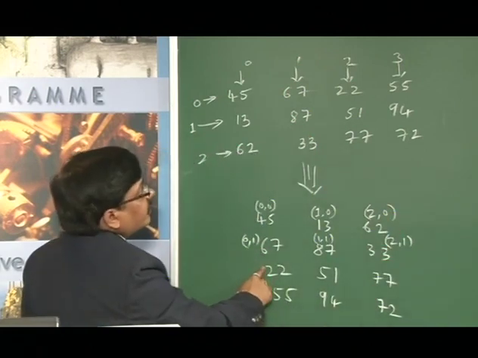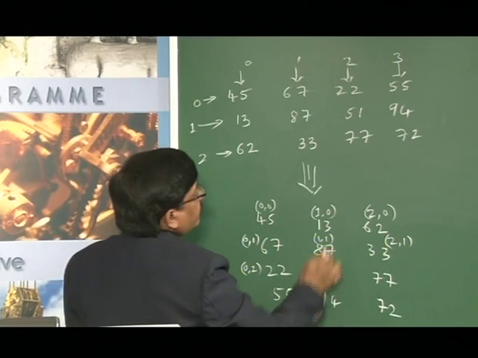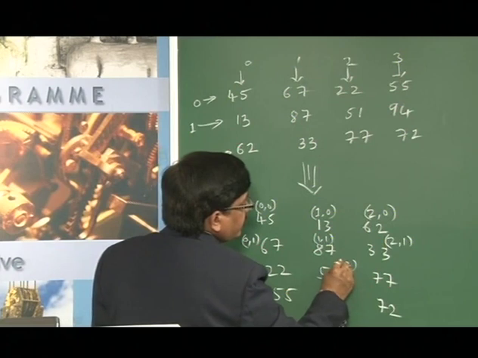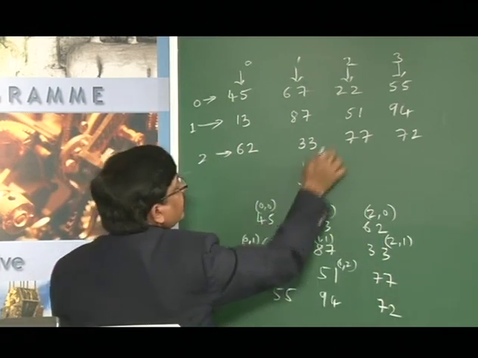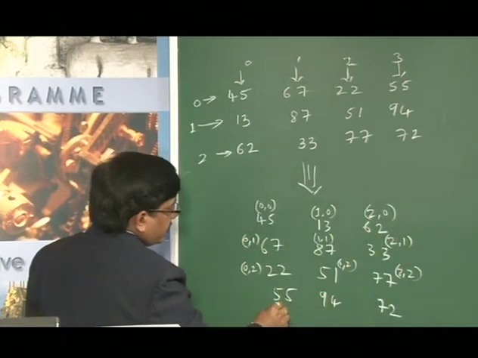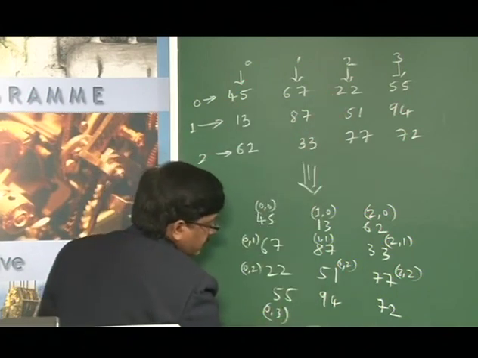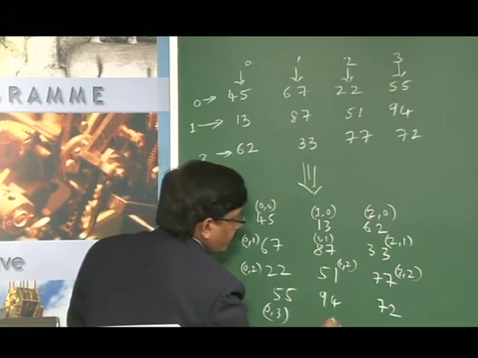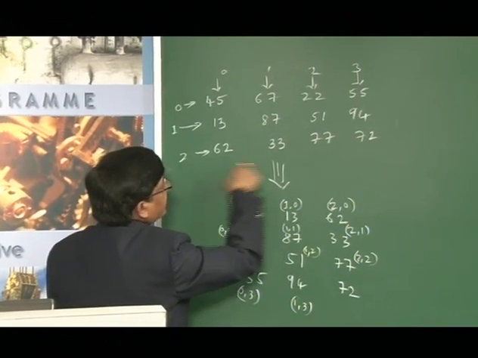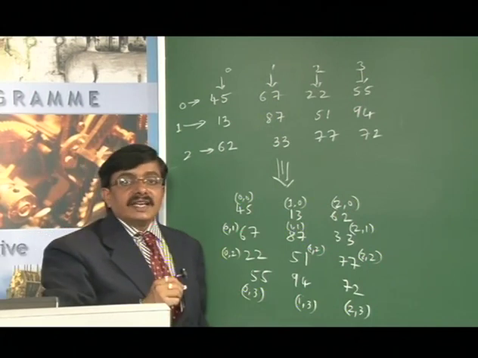Similarly, the index of 22 is 0th row, second column, the index of 51 is first row, second column, and the index of 77 is second row and second column. Similarly, the index of 55 in the memory will be the 0th row and the third column, 94 is the first row and the third column, and 72 is the second row and the third column. See, how we are going to display the elements matters a lot.